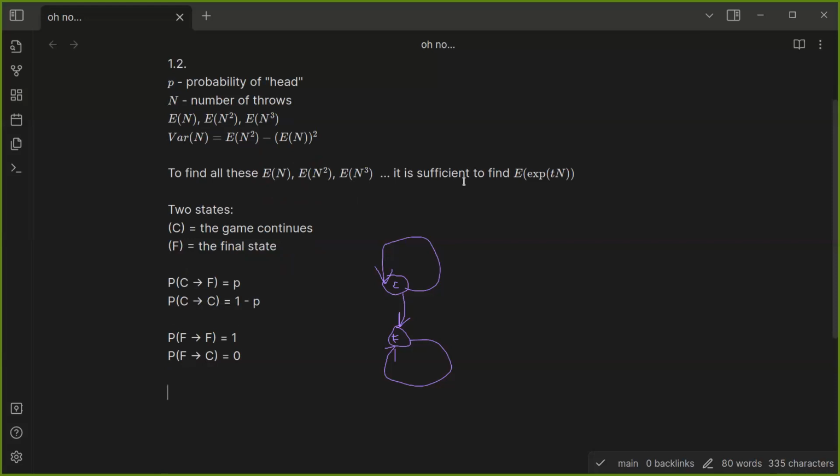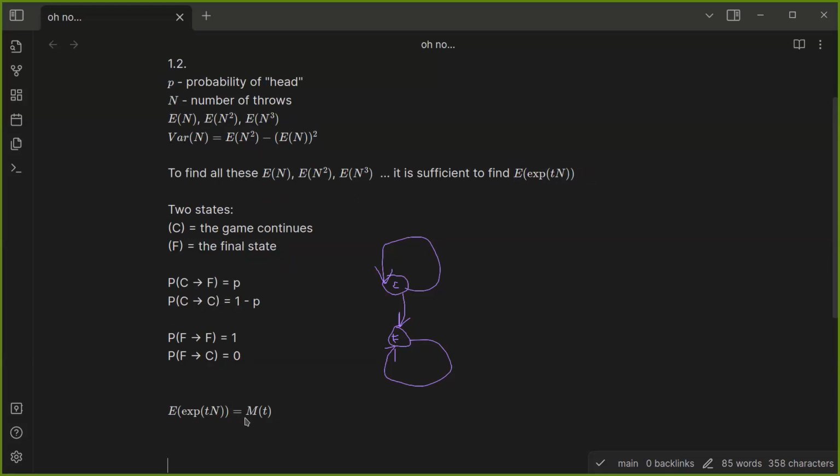Okay, so we are searching for this expected value of exponent of Tn. Basically, that's a function of t. That's g of t, or let's call it m of t. Yeah, m of t. That's the moment generating function. The letter normally used is m, for moment generating function. So we're searching not for one value, but for a function of t. Okay, let's do this.